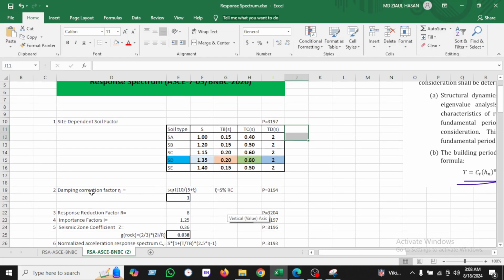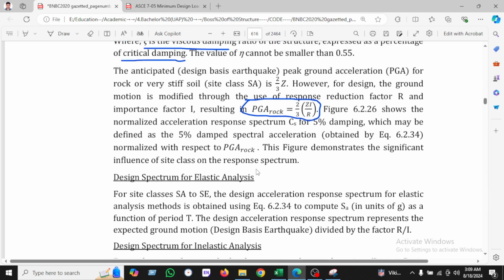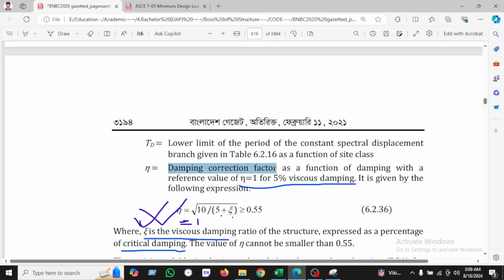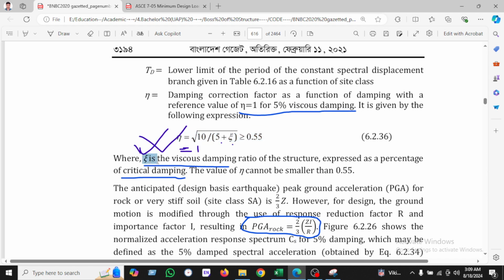Second, I am taking the damping correlation factor eta. The damping correlation factor as a function of damping, with a reference value of eta equal to 1 for 5% viscous damping, is given by the following expression. So this equation I have used, where zeta is the viscous damping ratio of the structure expressed as a percentage of the critical damping. The value of eta cannot be smaller than 0.55.